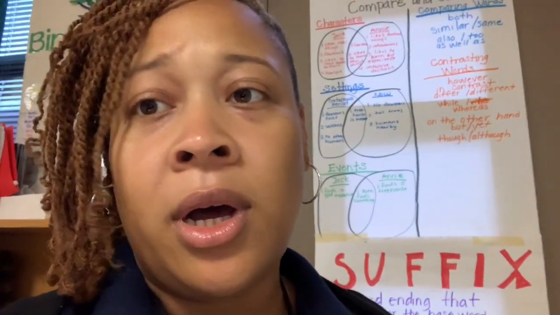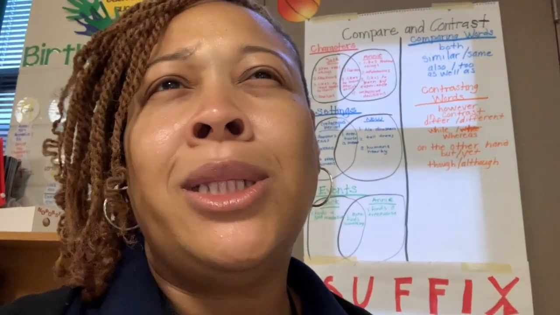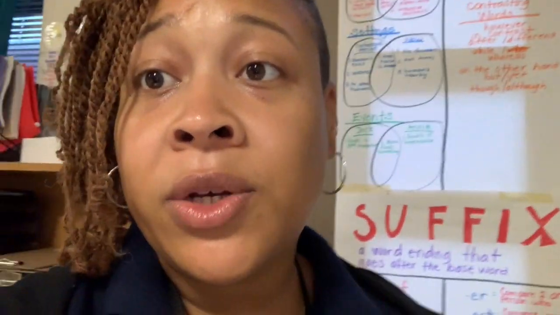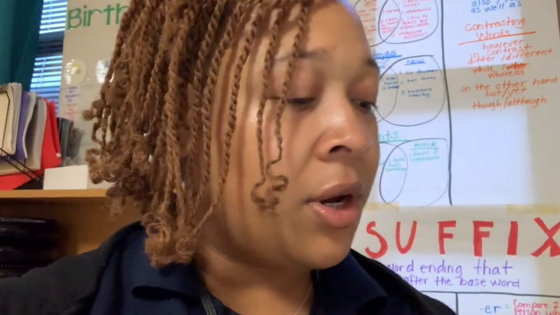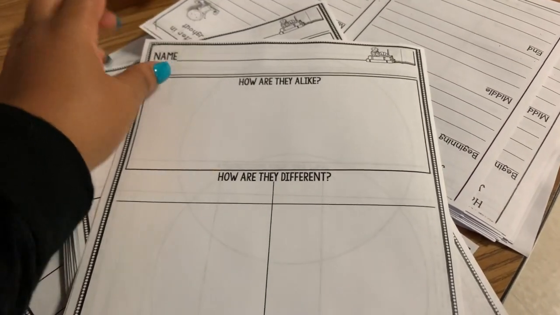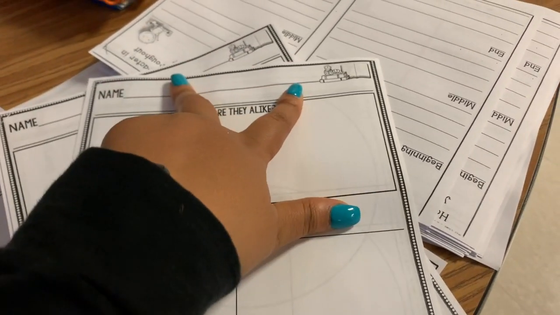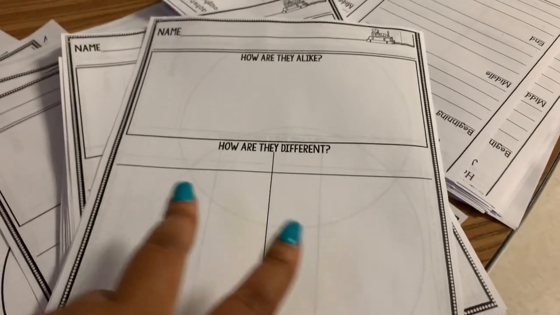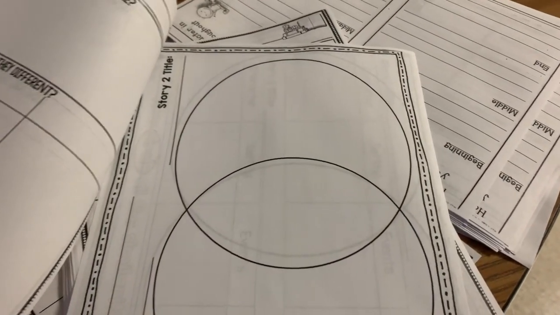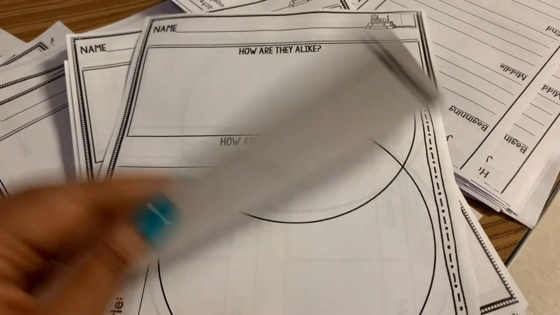I actually read the book, and this time I'm going to let them watch the YouTube of someone reading it aloud. So this is a graphic organizer that they will put all of their information in. I just want them to focus on this one first, about the title of the story, the two stories, and how they are alike and how they are different. That's what I want them to focus on first, just writing down the similarities and the differences.